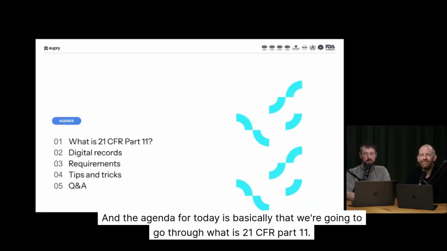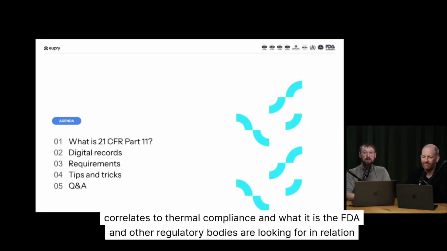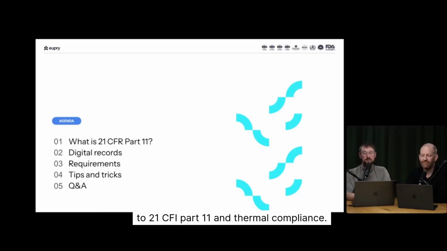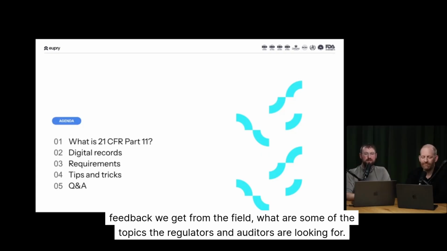The agenda for today is basically that we're going to go through what is 21 CFR Part 11. We're not going to dwell too much on what exactly the regulations are, but more go into the topic of how that correlates to thermal compliance and what it is the FDA and other regulatory bodies are looking for in relation to 21 CFR Part 11 and thermal compliance. We'll look at digital records, we'll look at requirements, a bit of tips and tricks, some of the feedback we get from the field, what are some of the topics the regulators and auditors are looking for.